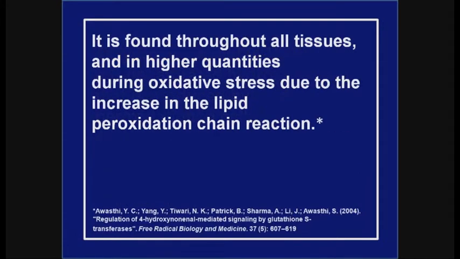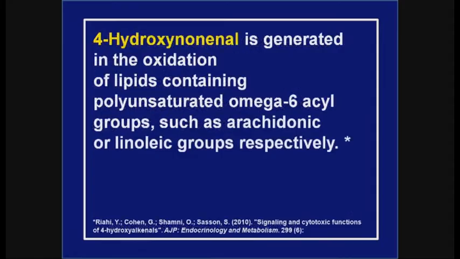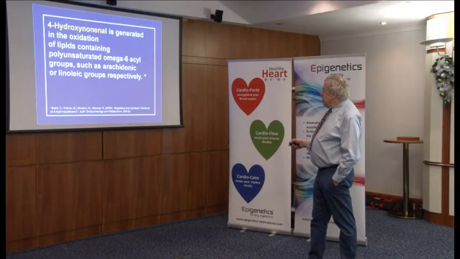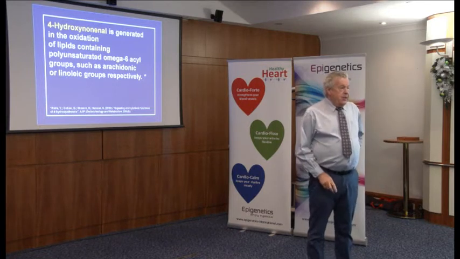It's found throughout all tissues and in higher quantities during oxidative stress due to increases in lipid peroxidation chain reactions. It has been hypothesized to play a role in cell signal transduction in a variety of pathways from cell cycling to adhesions. It's generated in the oxidation of lipids containing polyunsaturated omega-6 oils. So one of the differences between malonaldehyde and 4-hydroxynonenal is that 4-hydroxynonenal seems to be predominantly omega-6 oils.